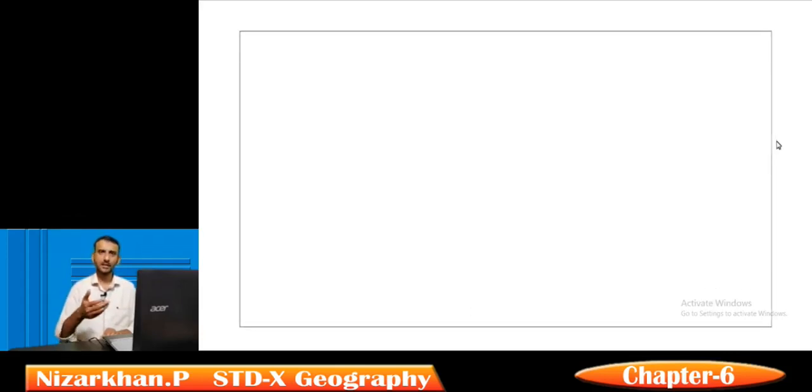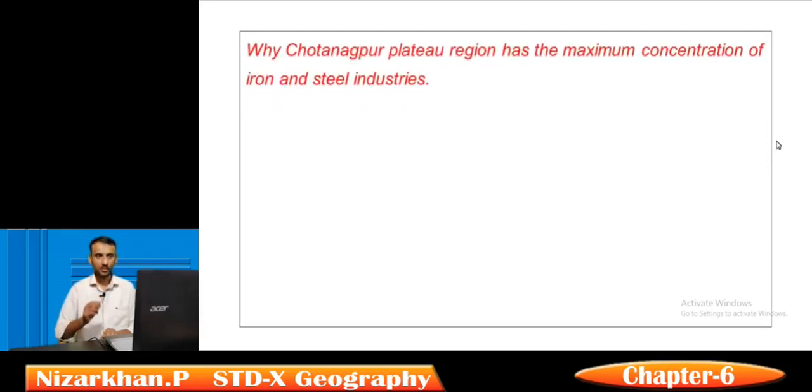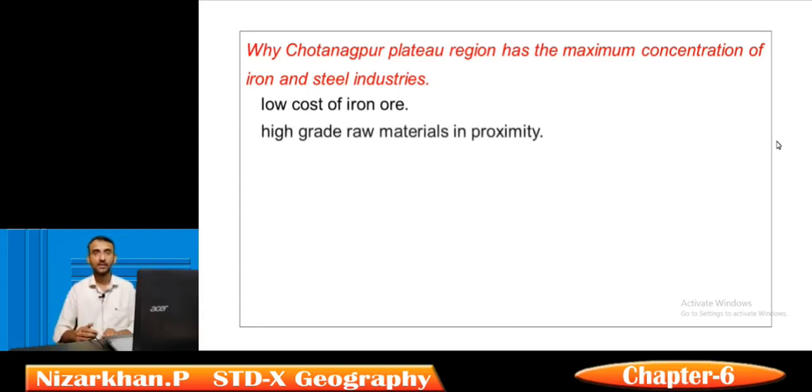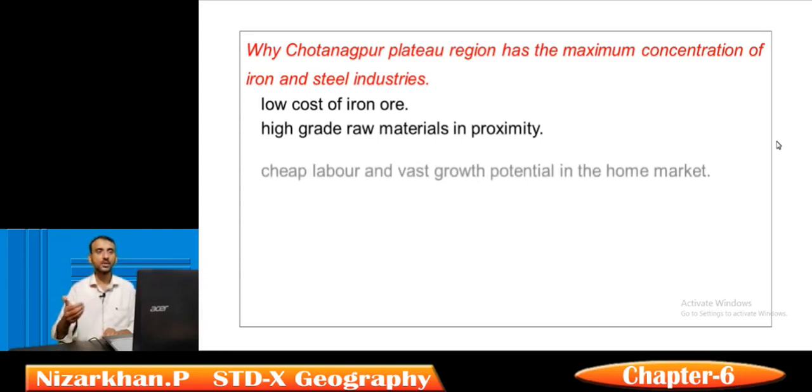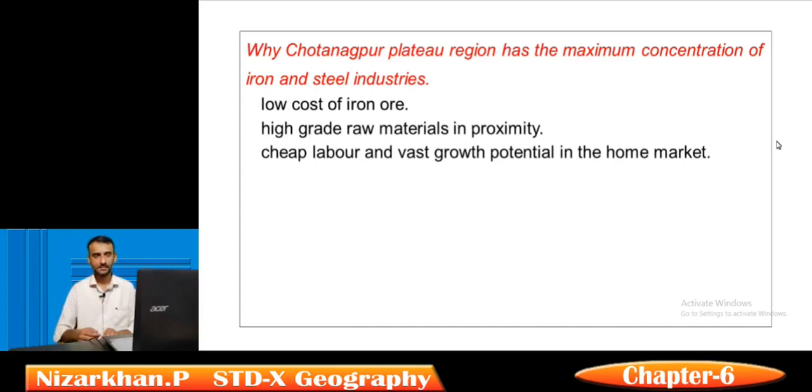Then another question: why does the Chota Nagpur Plateau region have the maximum concentration of iron and steel industries? What is the peculiarity of this region? First reason, the low cost of iron ore available there, and high grade raw materials. Then cheap labor and vast growth potential in the home market.